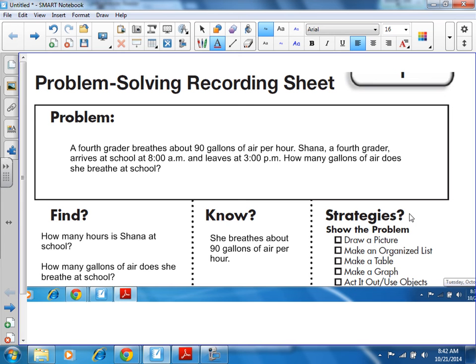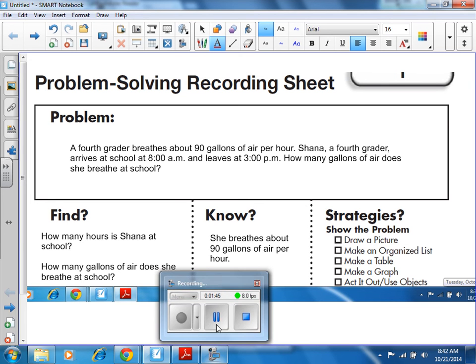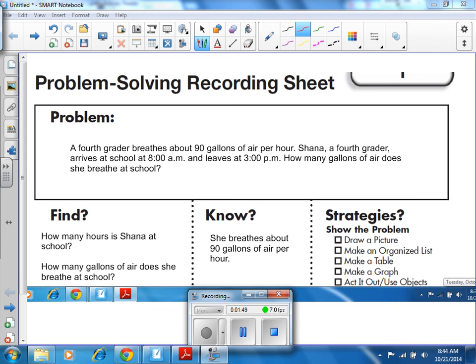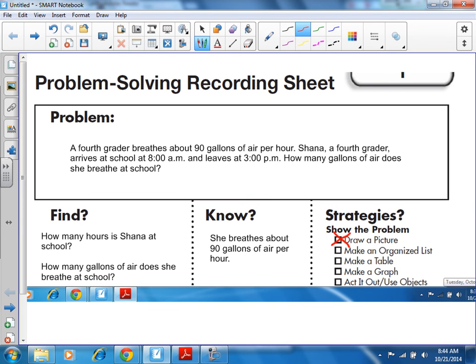So now I have to decide which strategy I want to use. Am I going to draw a picture, make an organized list, make a table, a graph, act it out, or use objects? I think the best way to solve this would be to draw a picture. So I'm going to draw a picture.